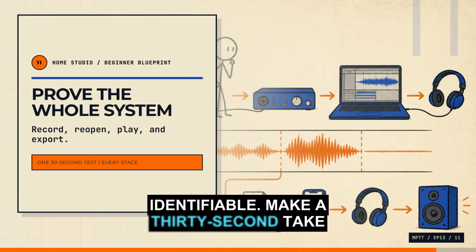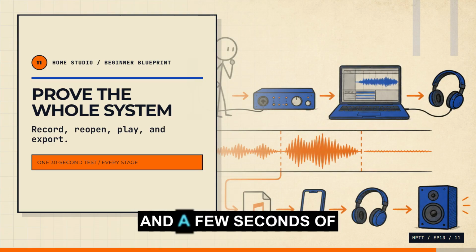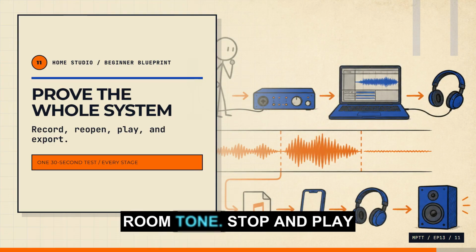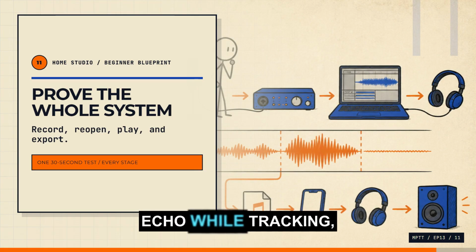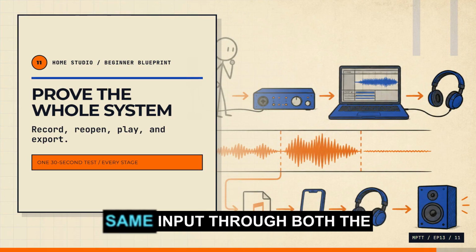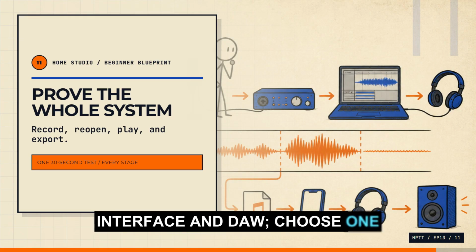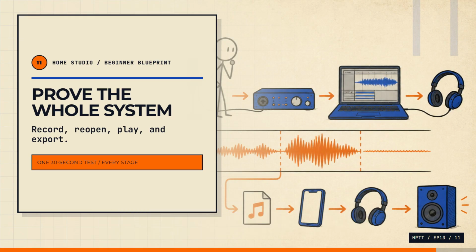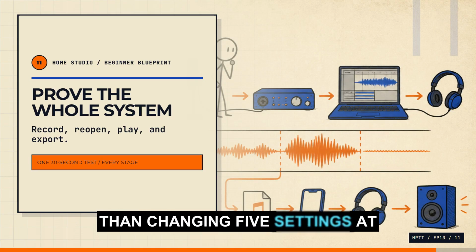Make a 30-second take containing normal performance, the loudest passage, and a few seconds of room tone. Stop and play it back with the track disarmed. If you hear an echo while tracking, you may be monitoring the same input through both the interface and door. Choose one path. If you hear nothing, move through the chain one stage at a time rather than changing 5 settings at once.